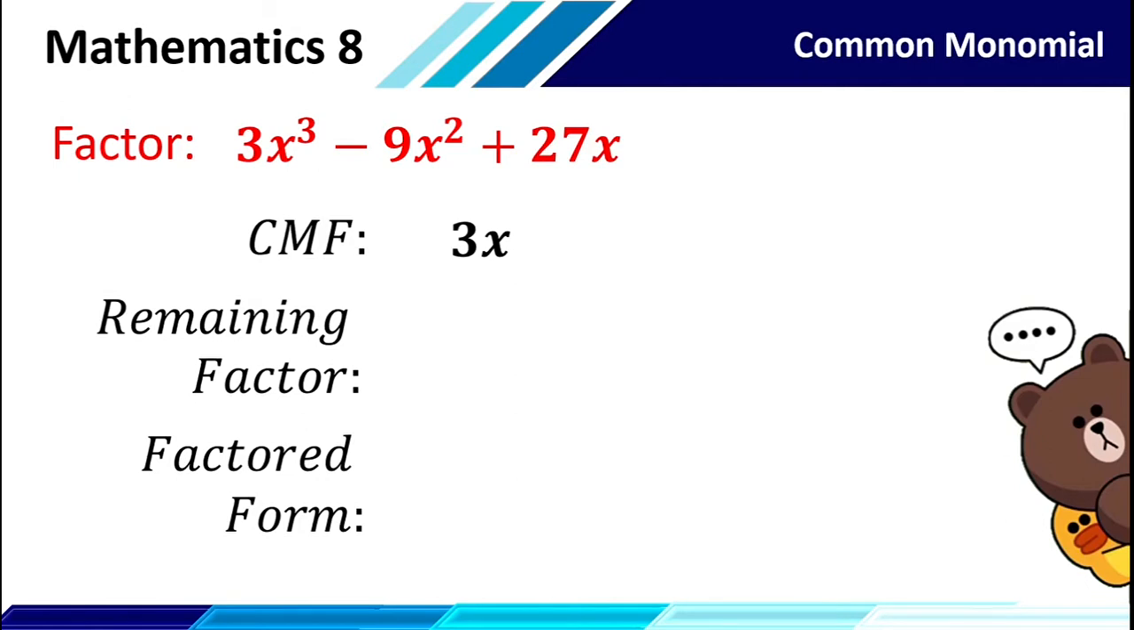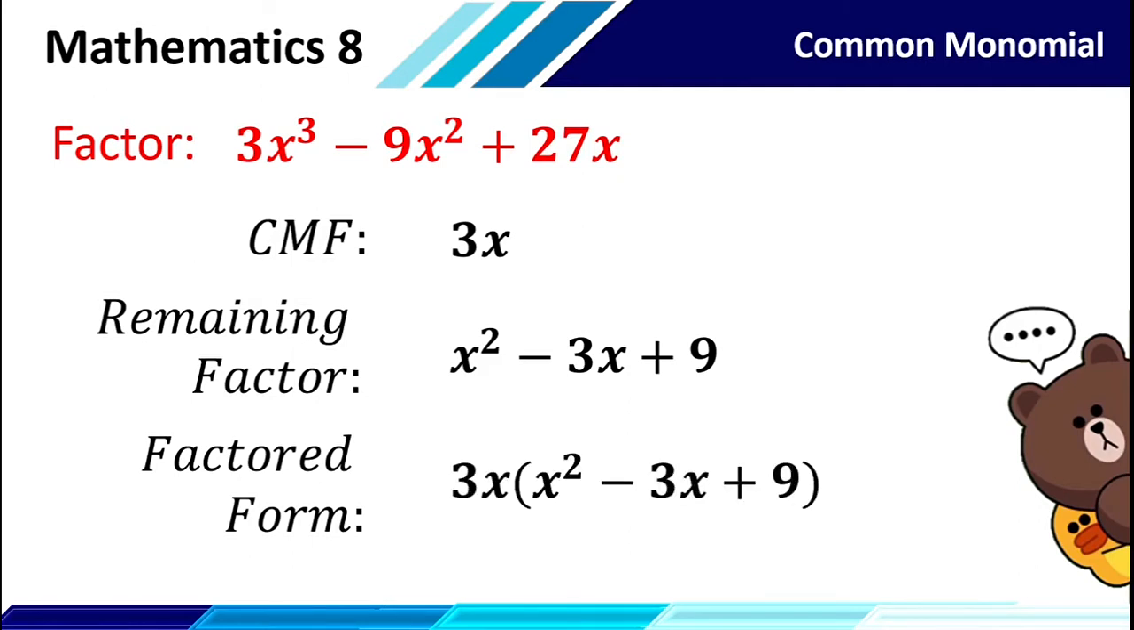To find our remaining factor, divide our existing polynomial by the common monomial factor. 3x cubed divided by 3x will become x squared. Negative 9x squared divided by 3x will become negative 3x. And 27x divided by 3x is 9. To get our factored form, just combine our common monomial factor and our remaining factor. So we will have 3x multiplied by the quantity x squared minus 3x plus 9.